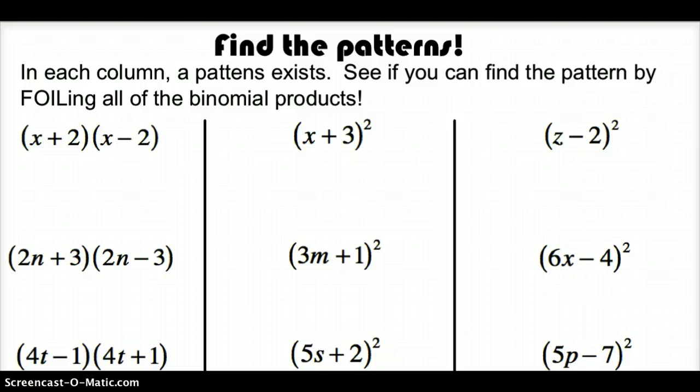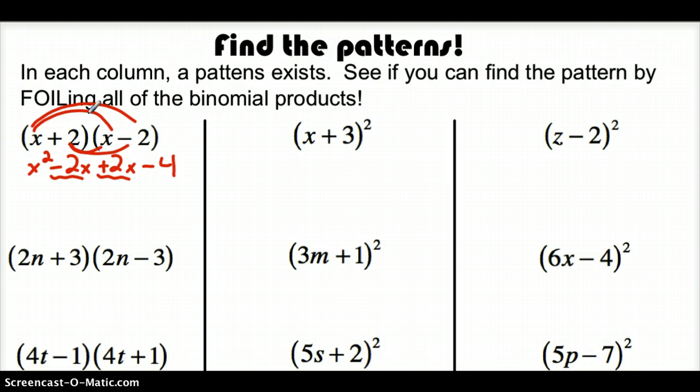So I'm going to start top left here. Okay, first times first here is just going to give me x squared. Okay, the outside times outside will give me a negative 2x. Okay, inside times inside will give me a positive 2x. And then last times last will give me a negative 4. Okay, when I combine like terms here, I notice that these two actually cancel out. So x squared minus 4 is my final answer.